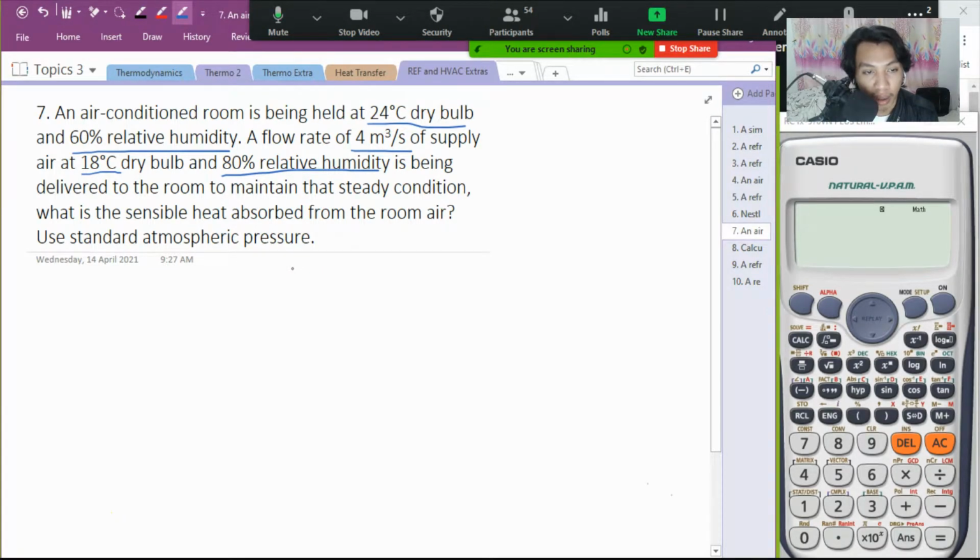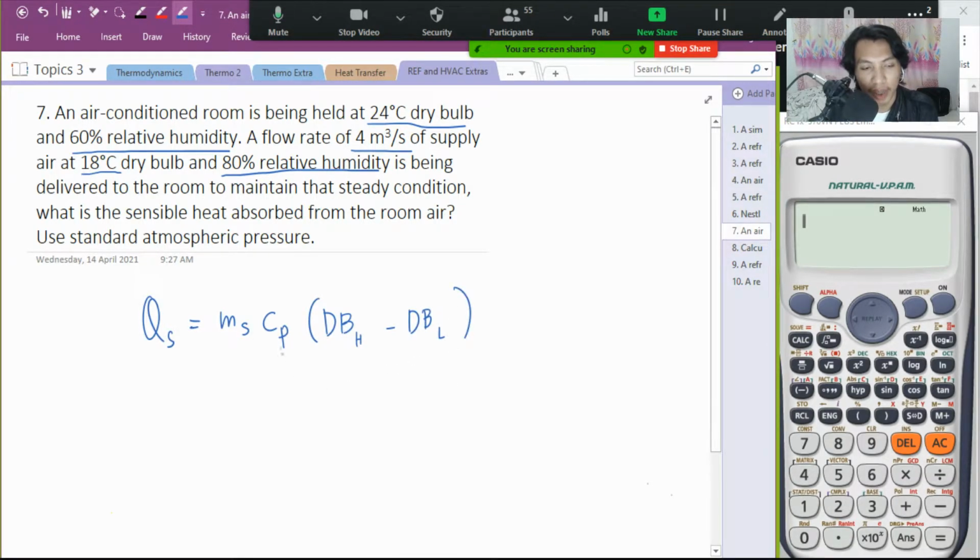From the room air, okay, air conditioning. Use standard atmospheric pressure. So we are looking for QS, the sensible heat. So, MS, then CP, times the dry bulb high minus the dry bulb low.